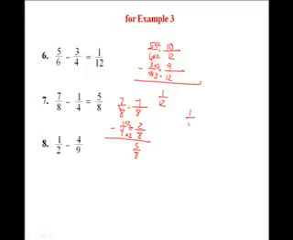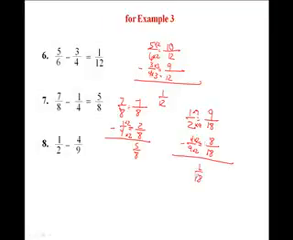1/2 minus 4/9. 9 and 2, we're looking at 18, I think. Times 9, times 2 is 8. 9 minus 8 is 1. 1/18. There. Ooh, wait a minute. Did I mess up? Times 2, times 9.